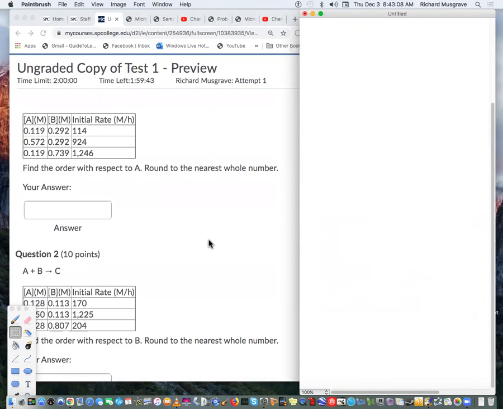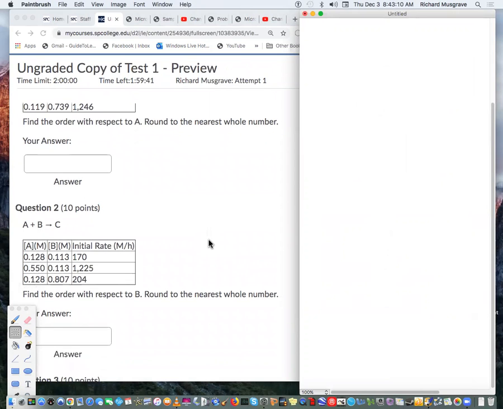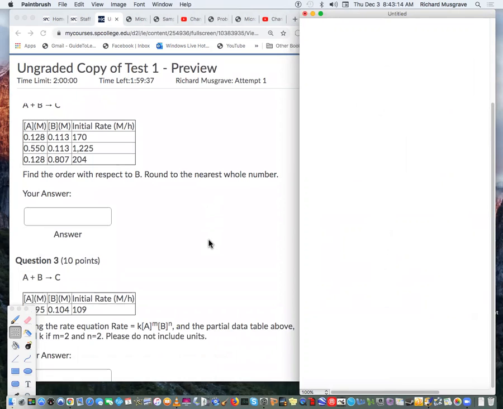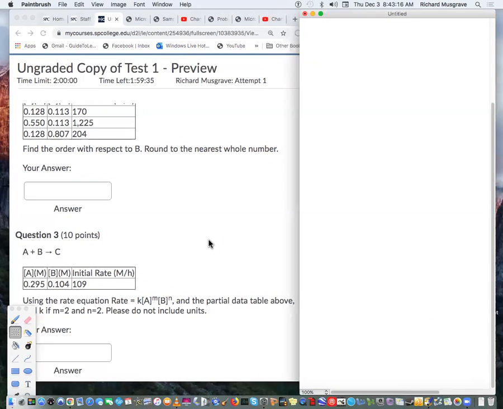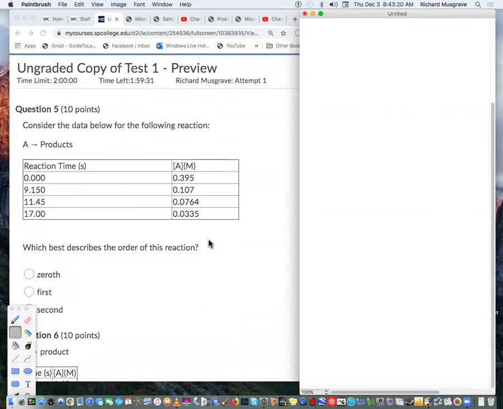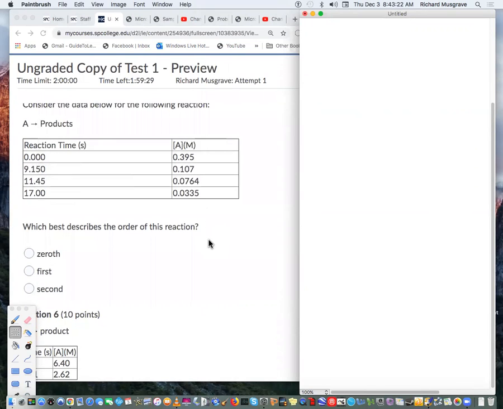It's like they give you a couple of values and they ask you which order is 0, first or second. Oh, okay. You're talking about this one. Yeah. Okay. This one requires a little bit more work.